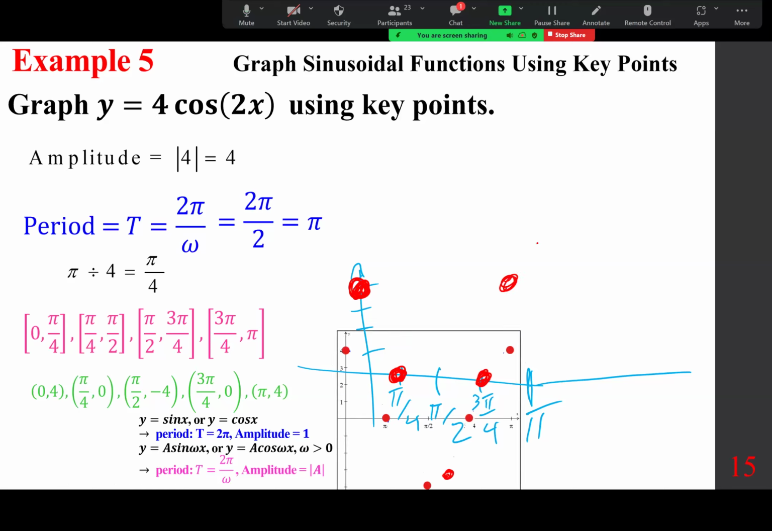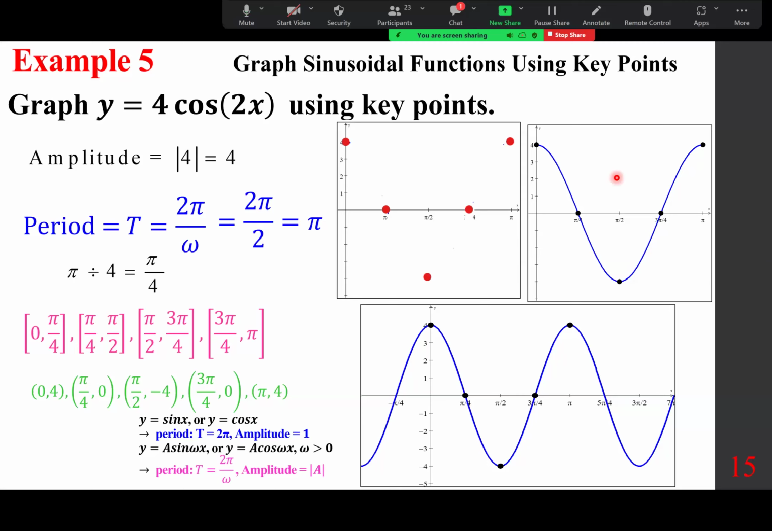And now just connect them. It's a complete cycle. They didn't say about one cycle, so we have to go indefinitely on both sides. That's the graph. I hope you understood what we did. We're going to repeat this with a couple of questions. This is the fastest and easiest way to graph sinusoidal functions.